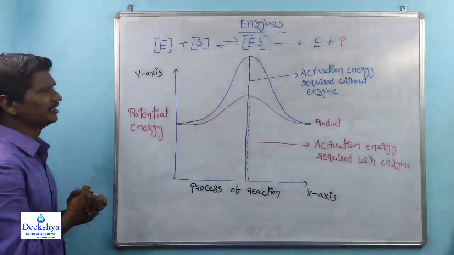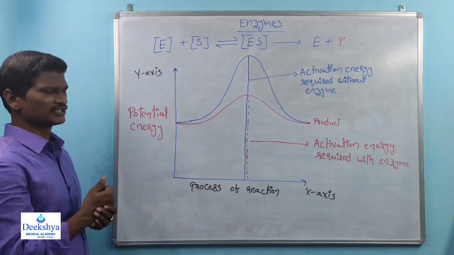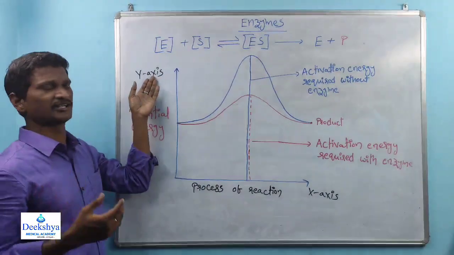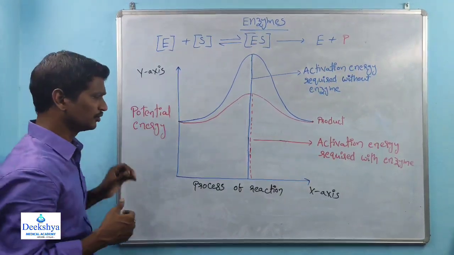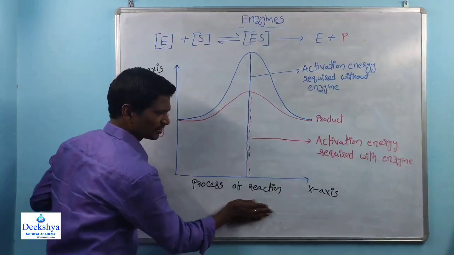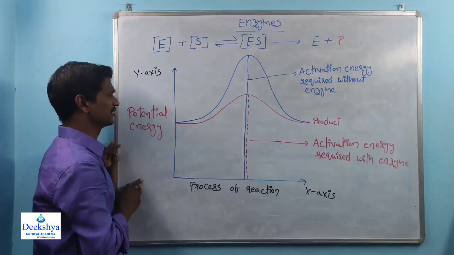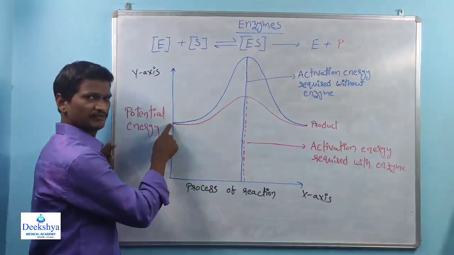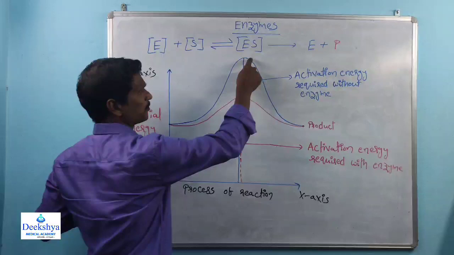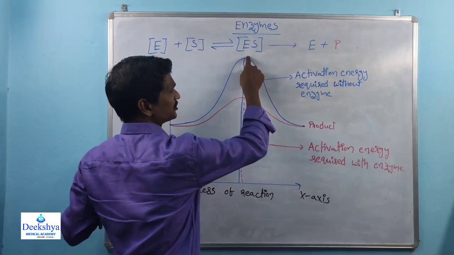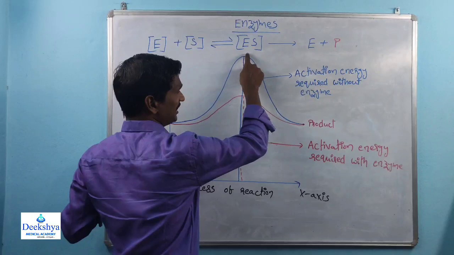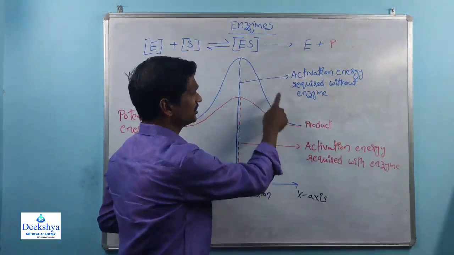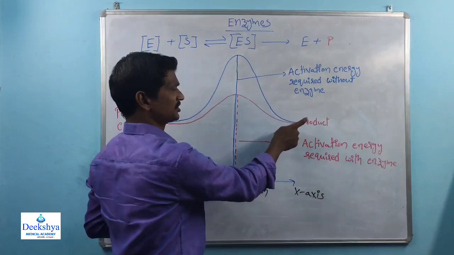So this is one of the graphical representation processes. Generally we know there is an x-axis and a y-axis. We have already constructed so many graphs. On the x-axis we are taking the process of the reaction. Here there is the free enzyme and free substrate. This point is called the transition state, the intermediate state. After that intermediate state, product formation takes place. Finally, this is the final step.